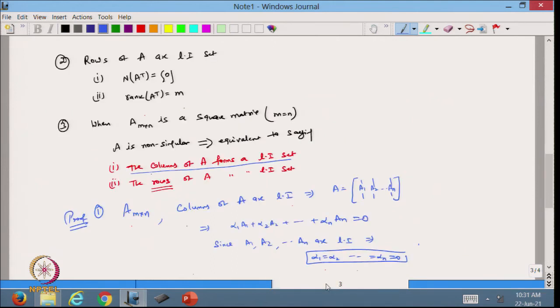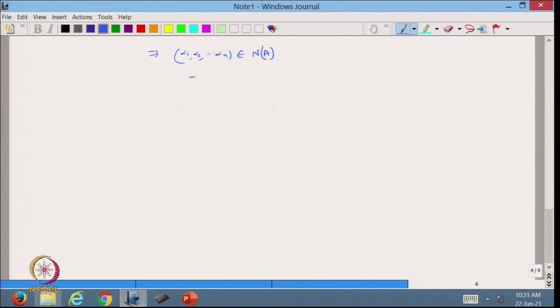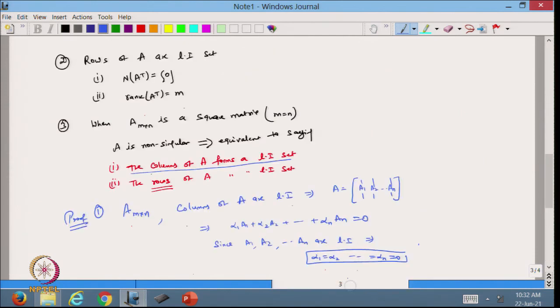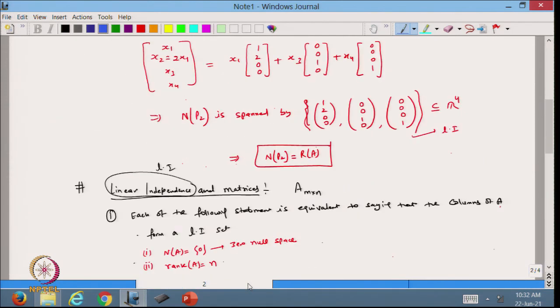But in this case all the vectors are linearly independent and we showed that these alphas are 0. So, from here I can say that the null space of A will be only the 0 element, because all the alphas are 0. So, we are able to show that the null space will contain only the 0 element.